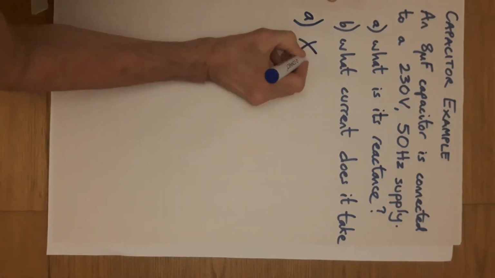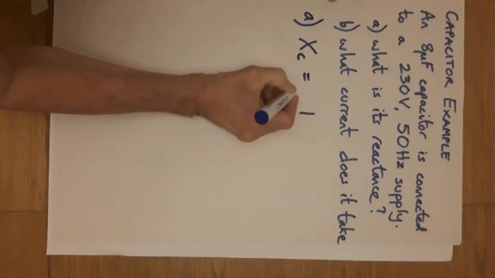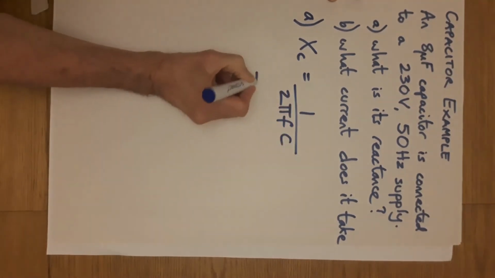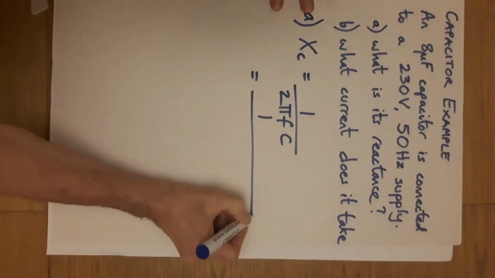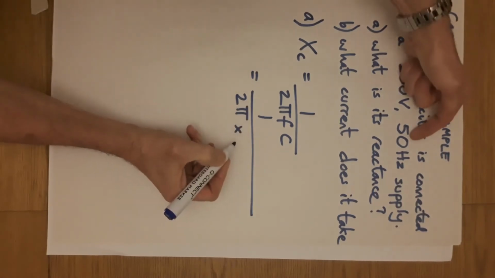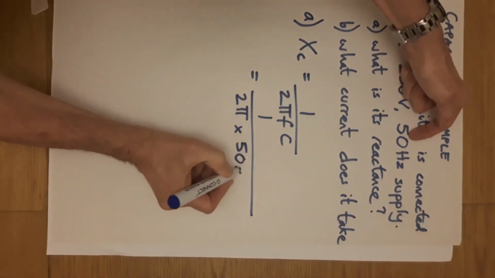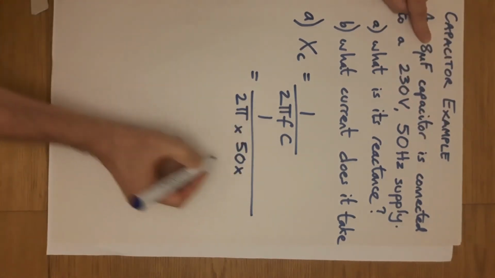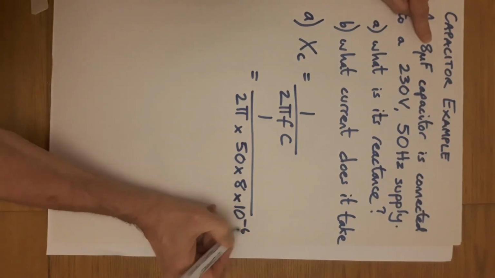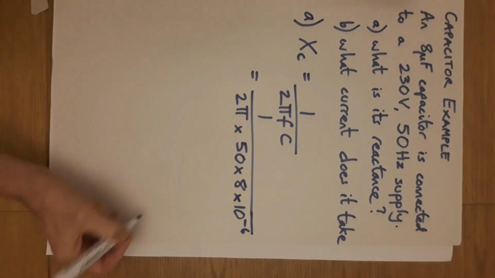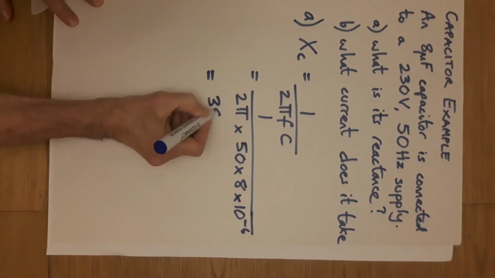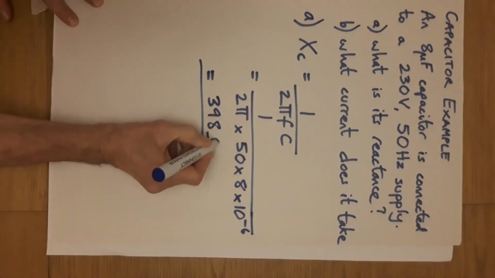Reactance XC equals 1 over 2 pi FC. Put the numbers in. 1 over 2 times pi times the frequency, which is 50, and then times C, the value of the capacitor, which is 8 micro. That's times 10 to the minus 6. And if you put that in your calculator, then you should come out with 398 ohms.